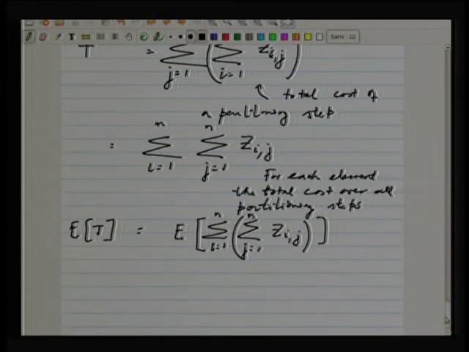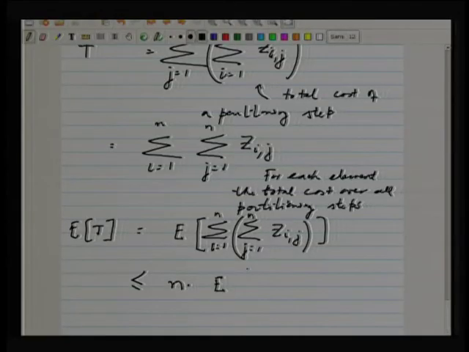Now, I will claim that this is less than or equal to n times the expected cost of a single element. So, the worst case expectation for a single element, if I can analyze that and multiply that by n, that will be my total expected cost, right. So, this I can rewrite as over all the pivot steps, what is the cost accrued by a single element in the worst case. And since there are n elements, if I multiply that by n, this will certainly upper bound the whole thing.